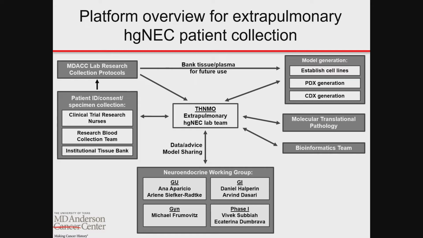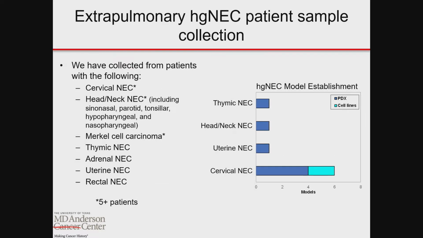Our goal is to identify patients that are receiving standard of care or are consented onto clinical trials, which allows us to collect longitudinal samples from these patients. Over the course of the past year, we've collected from over 30 patients from these various extrapulmonary sites. We've established 7 PDX models and 2 cell lines. I want to point out this thymic NET PDX. This was actually derived from circulating tumor cells and not from a tissue biopsy. This suggests that some of these extrapulmonary high-grade NETs actually have high numbers of circulating tumor cells, similar to what we see with small cell lung cancer.